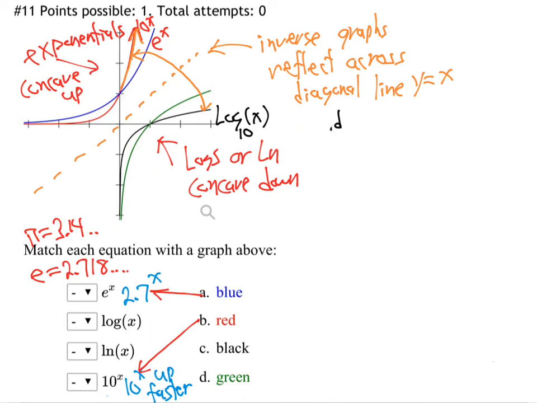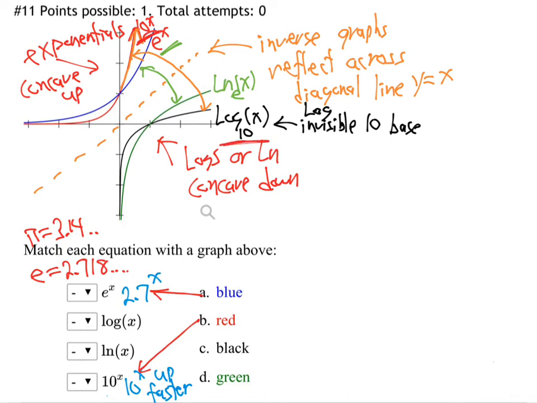Not writing very neatly there. Invisible 10 base. When you have the log word, there's an invisible 10 base. And these are inverses. See how they match up across the dotted diagonal line from each other? So this has got to be ln of x because there's an invisible e for the ln word, and that goes with the e graph. And then the 10 to the x goes with the log base 10 graph.